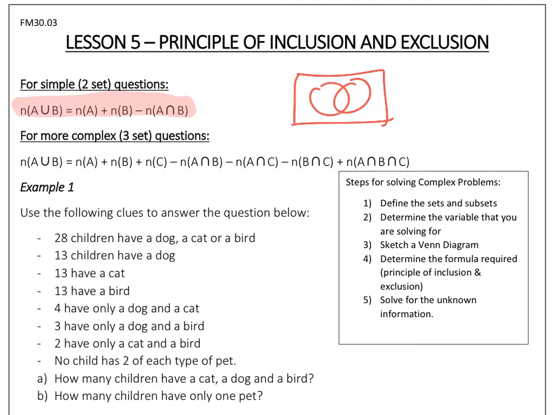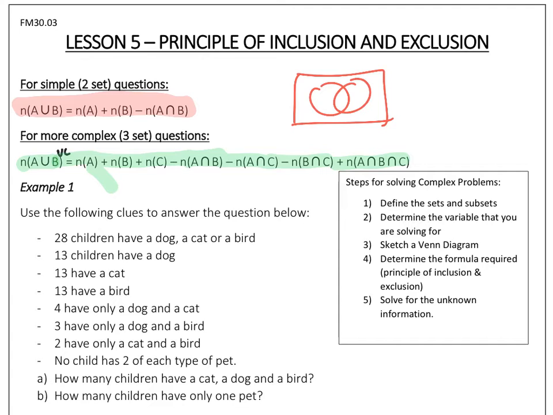Okay, for more complex sets, the formula that we have is the number in A or B. Oh, I've got a little typo there. It should say or C. A or B or C is the number in A plus the number in B plus the number in C. Subtract the AB overlap, subtract the AC overlap, subtract the BC overlap, but then you have to add back in the part that's in all 3 because you would have taken it away each time.